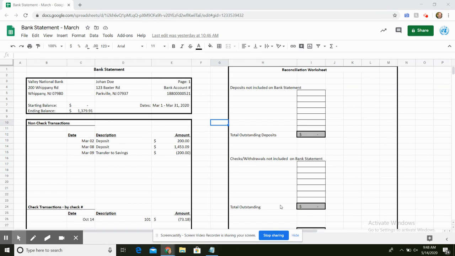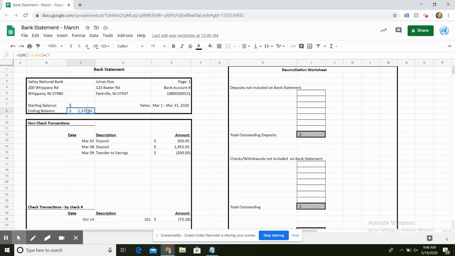Personal finance. Good morning. We are looking at a bank statement. We reviewed it yesterday, so I just want to quickly look at it one more time. You have your header information. You have your starting balance, which was zero, and your ending balance of $1,379.91. The dates were March 1st through March 31st, so the full calendar month of March.